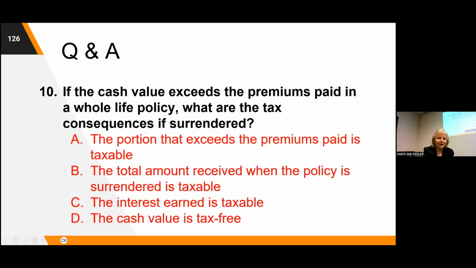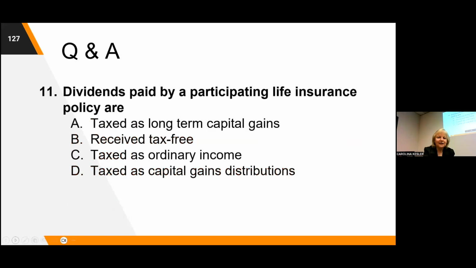So, what a bunch of nonsense they put there. If you ever get a question and it has an option of all the above, just mark it, because 9 times out of 10 it's the right answer, right? Don't even care about this. Dividends paid by participating life policy are what? Dividends are tax-free. Dividends are not taxable because you already paid taxes on them.